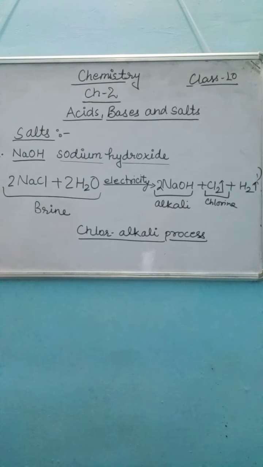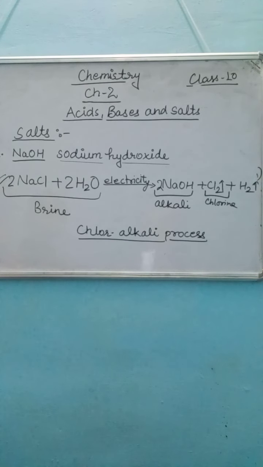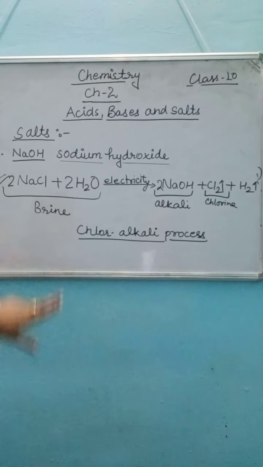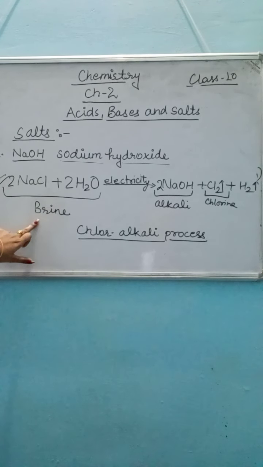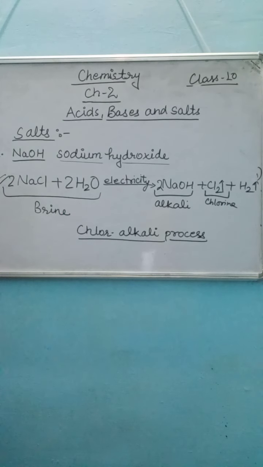From the board examination point of view, this is a very important reaction, student. You have to keep in mind that sodium hydroxide is produced by the chlor-alkali process. In the chlor-alkali process, we pass electricity through brine. Brine is the aqueous solution of NaCl. So whenever electricity is passed through brine, alkali, that is NaOH, and chlorine and hydrogen gas are produced.